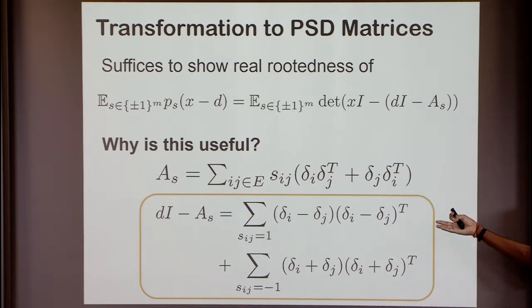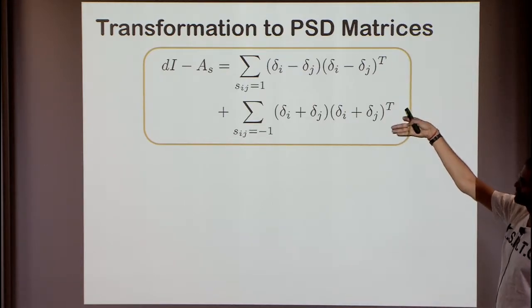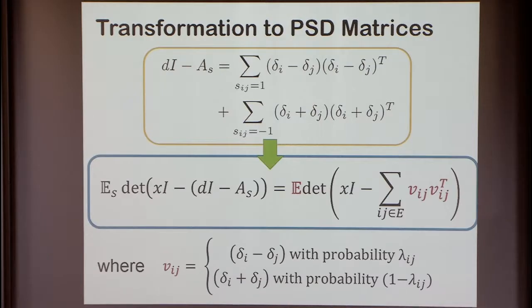So for a random signing, this is a sum of outer products, and which outer product you get for every edge is random. It depends on which sign is chosen. And it's important to observe that it's a sum of rank 1 outer products, so it's positive semi-definite. So this is a very special kind of matrix. It's a sum of independent random rank 1 matrices. This is the structure that we really need to get our hands on to prove that this thing has real roots.